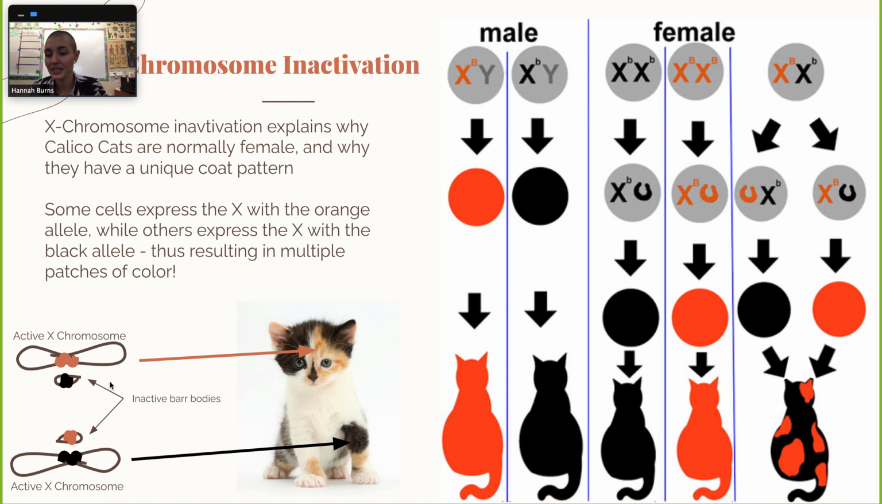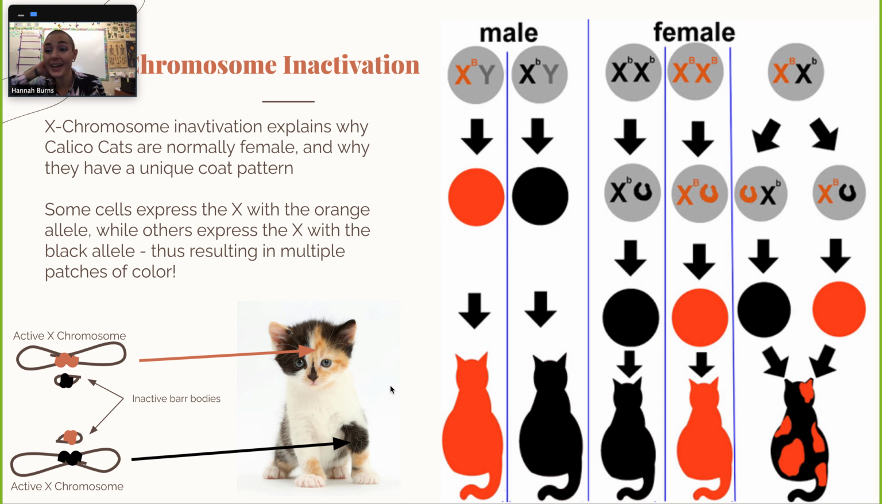And this is just another example here. For any of the locations on the cat's body that are orange, that means that is the location where their cells are inactivating the black chromosome. Then same over here. If you see any black patches of fur on a calico cat, then you can say that that's the location where the orange is being inactivated, turned into a bar body, while the black is being expressed. So it's so interesting in terms of each individual cell having a different expression of the two different genes that they inherit.